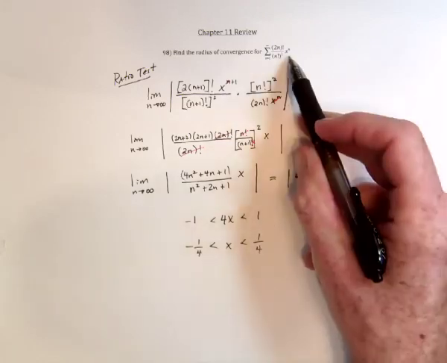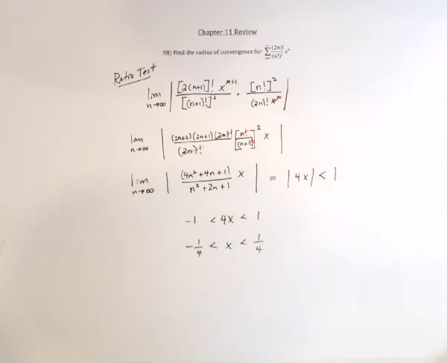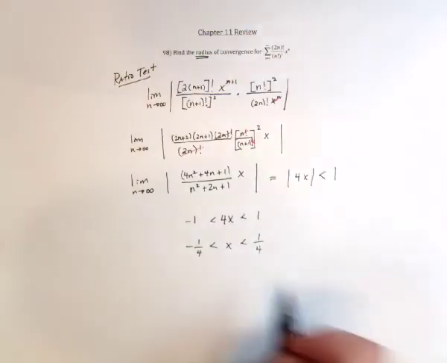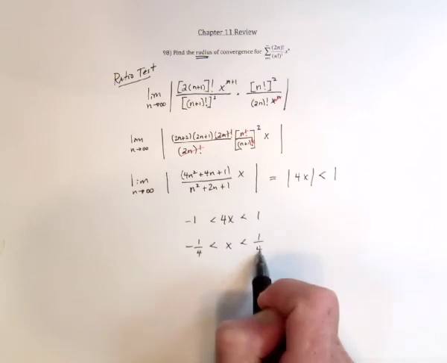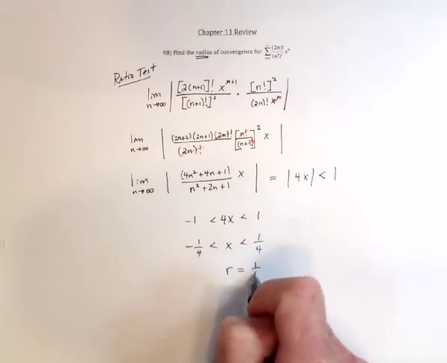Then we would need to substitute those. Oh, wait a second. It doesn't say find the interval. It says find the radius of convergence. So the radius is, you go 1/4 this direction, you go 1/4 that direction, so the radius is equal to 1/4.